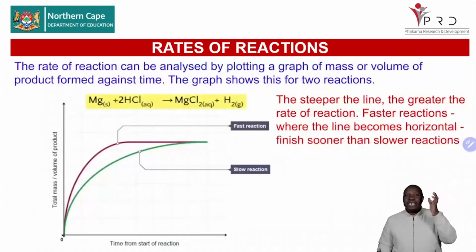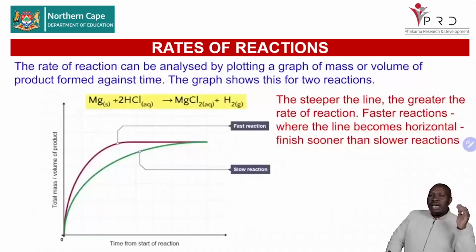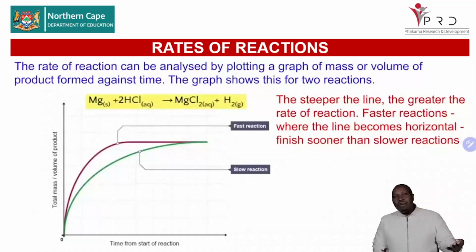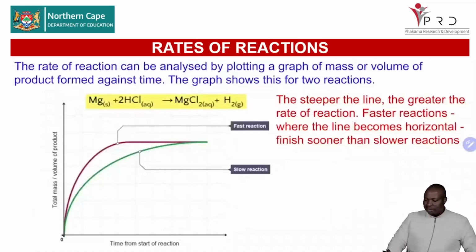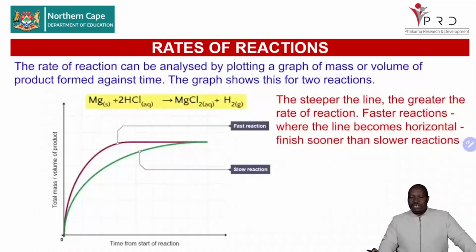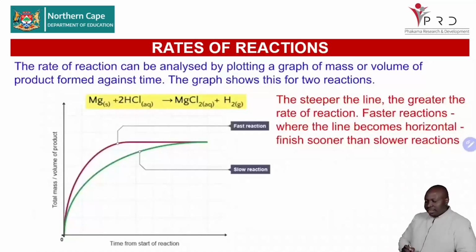Now, remember we said there are factors that affect the rate of reaction, and those factors are temperature, concentration, surface area, nature of reactants, catalyst, and pressure, 6 of them. Always remember how they affect the rate of reaction. So for the fastest reaction, the curve becomes steeper. The steeper the line, the greater the reaction rate.